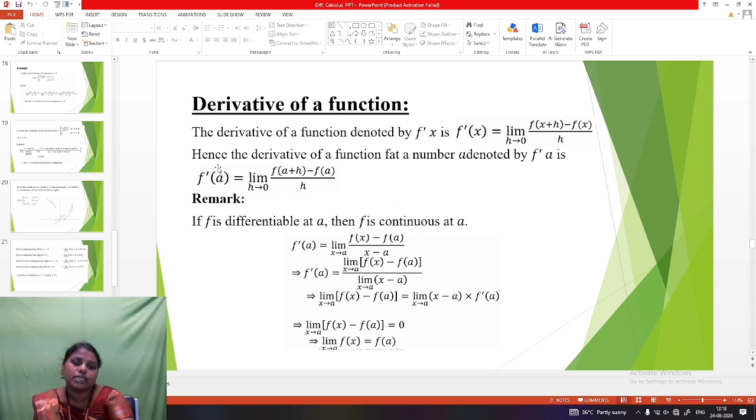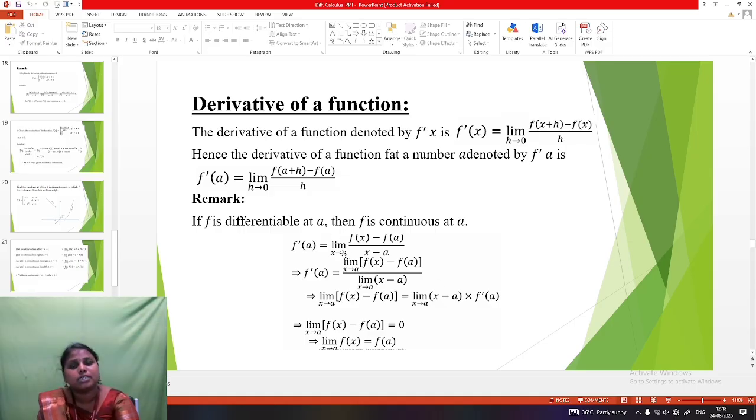Formula is changed to x to a. Remark: if f is differentiable at a, then f is continuous at a. F is differentiable at a, and f is also continuous at a. Continuous, also continuous and differentiable.